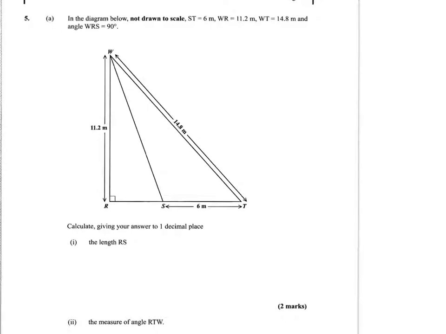January 2016, number 5. Okay, so 5a, they've given us a right angle triangle. They've told us that ST is 6 centimeters. They have told us that WT is 14.8, and they've told us that WRS is 90 degrees. They want us to calculate, giving our answer to 1 decimal place, the length of RS. So we know we can use Pythagoras Theorem.